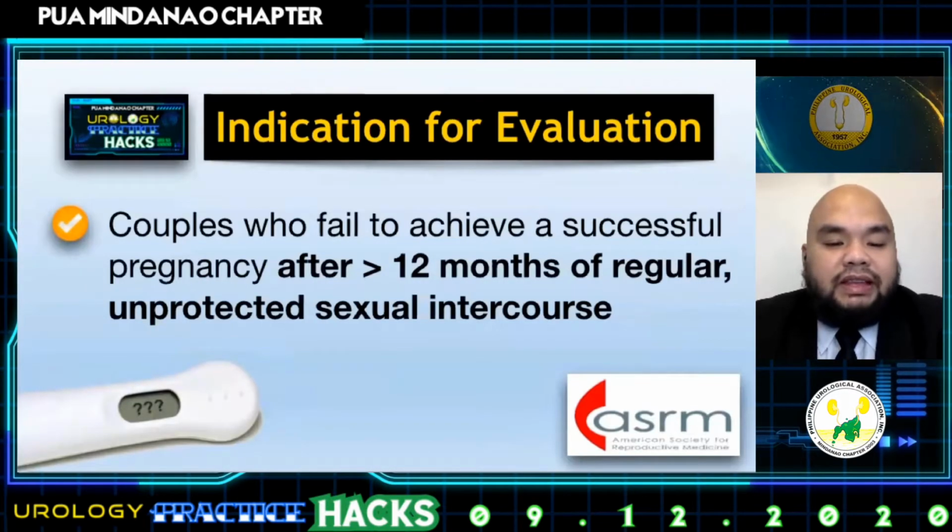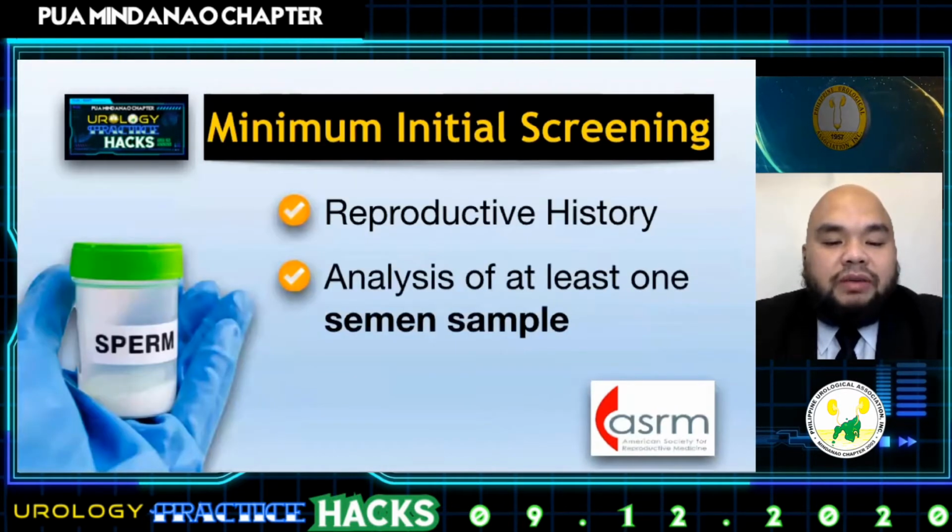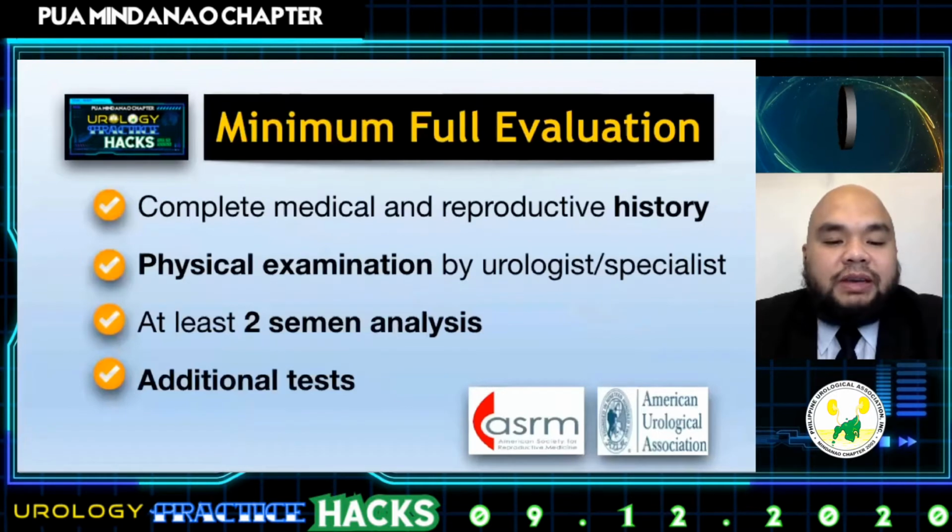Basically, infertility is defined as the failure to achieve clinical pregnancy after 1 year of regular, unprotected sexual intercourse. Minimum initial evaluation includes a good reproductive history and at least one semen analysis. If these reveal abnormal results, a second semen sample is required for evaluation and some additional tests, like the hormones, genetic testing, and imaging of the male reproductive tract.